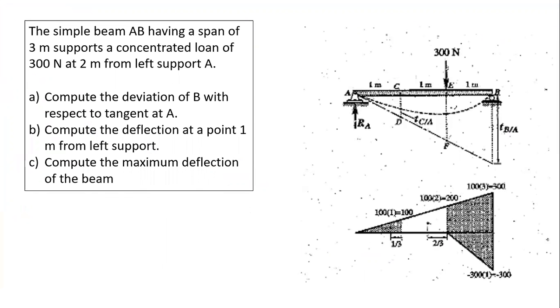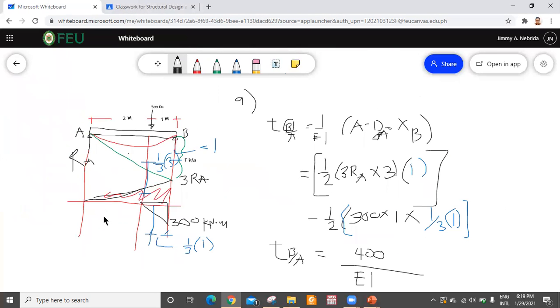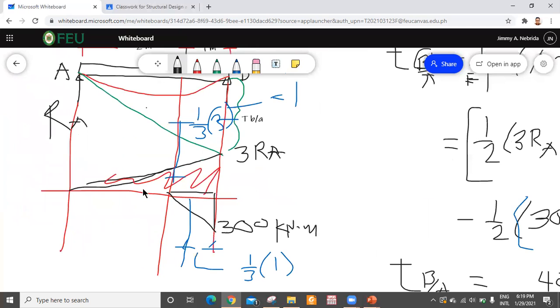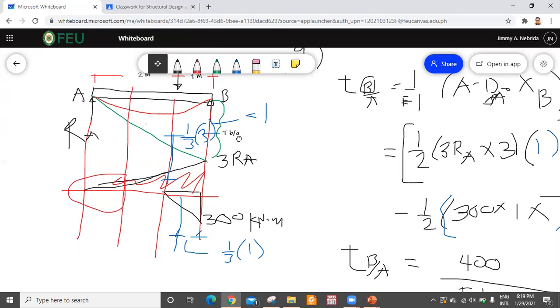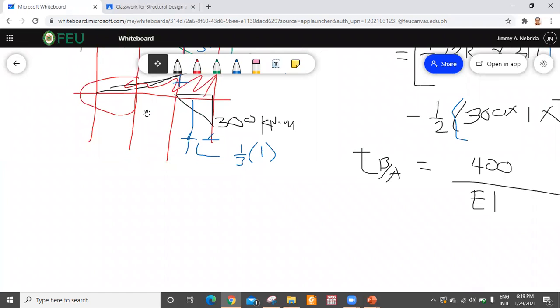Compute the deflection at the point 1 meter from the left support. So where's that 1 meter from the left support? Here's the support coming from here. It's 1 meter. If this is 2 meters, this one should be 1 meter. This area is where we're going to compute the deviation. Let's say you have this one.